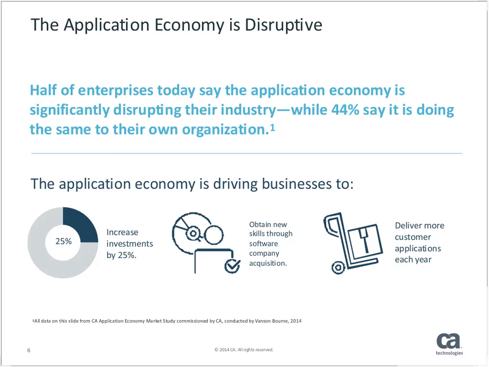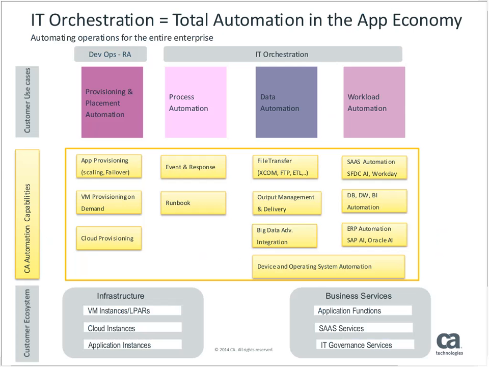We're going to have to figure out how we deliver to the application economy. So automation in the application economy, when you look at it, we can look at DevOps, release automation. You know, customer use cases is basically provisioning and placement of automations. Then you look at the use cases for process, data, and workload. And within these capabilities, you see that CE has a release automation with the application provisioning, VM provisioning, and cloud provisioning. Now, when we look at IT orchestration, where do we play?